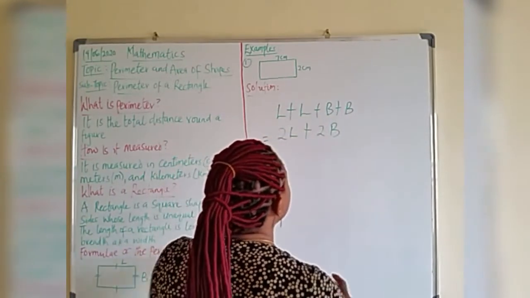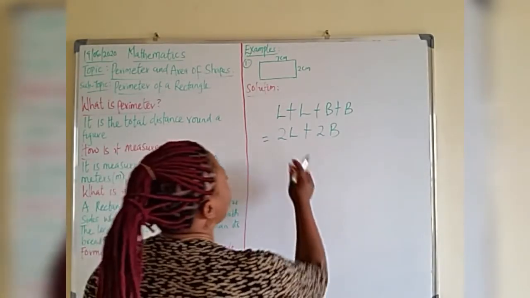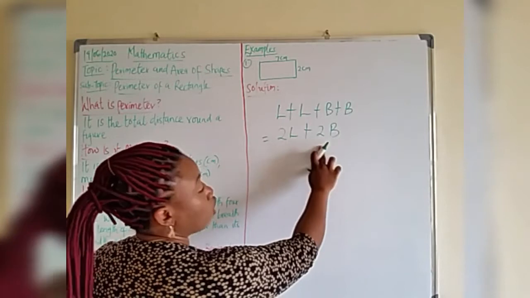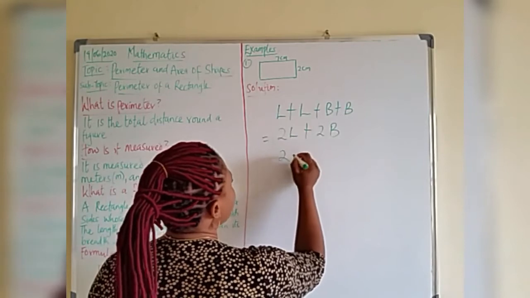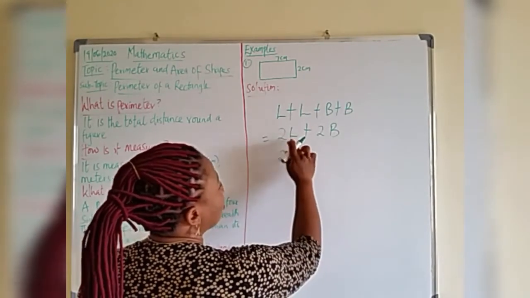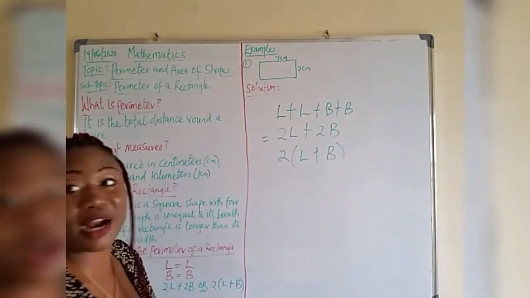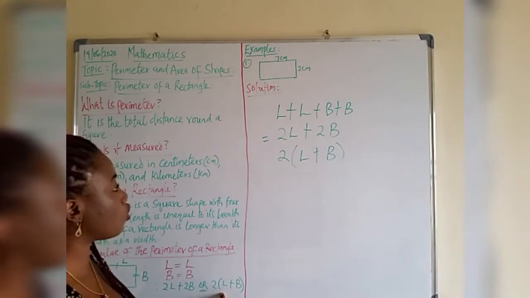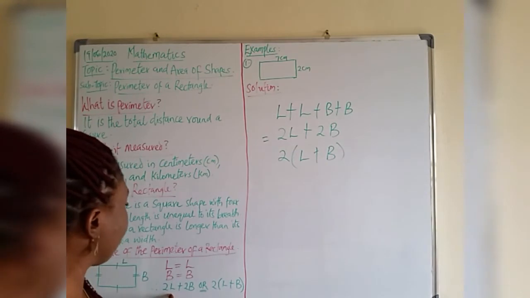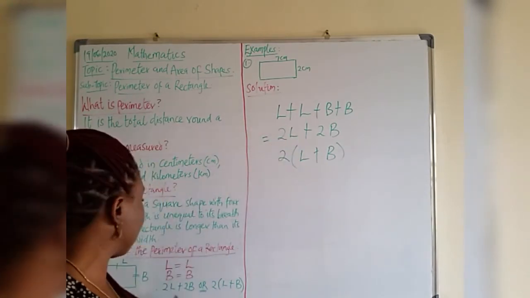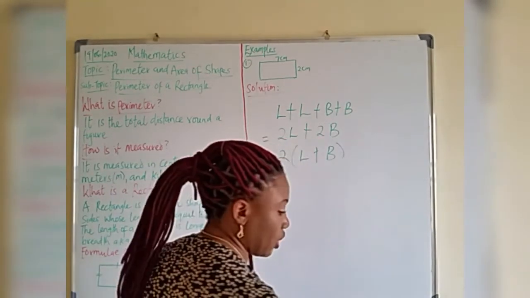2 B's. Good. Now when we factorize, in terms of factorization, what do we have to do? We have to pick the number that is common. And the number common here is what? 2. So we pick 2 into brackets L plus B. You see it? That is how we arrive at our formula. That's how you have 2 into bracket L plus B here. And then here, you can see that it's the same thing, 2L plus 2B. This is just the expanded form. Okay? Very good. Now, moving on.